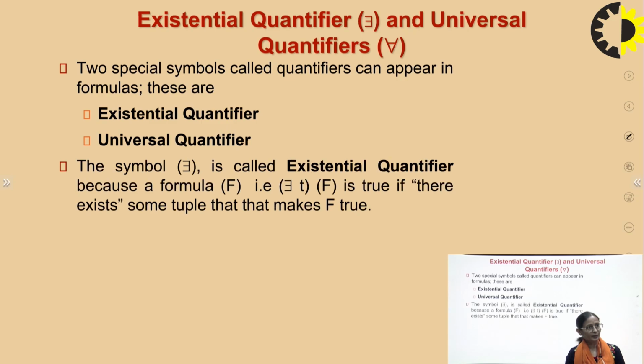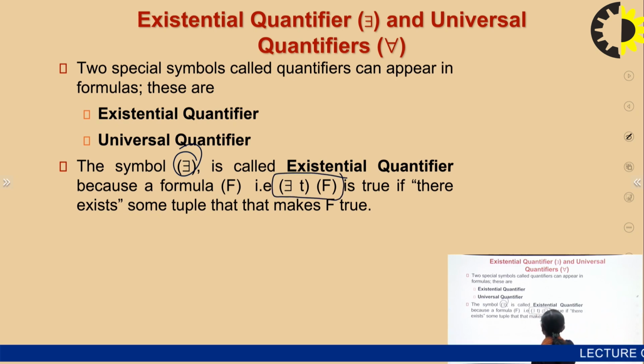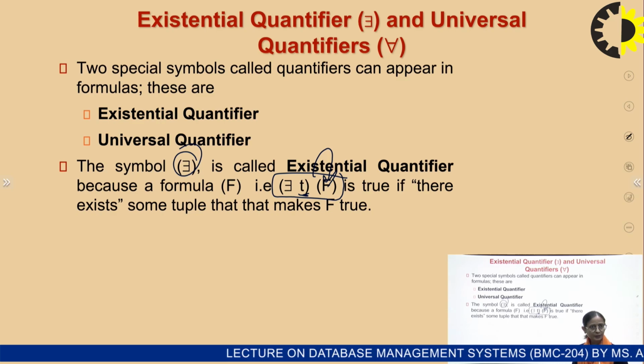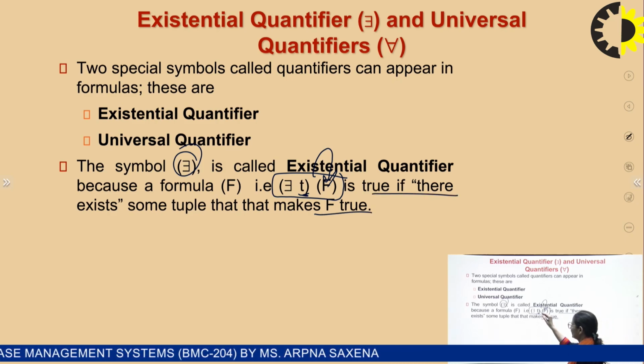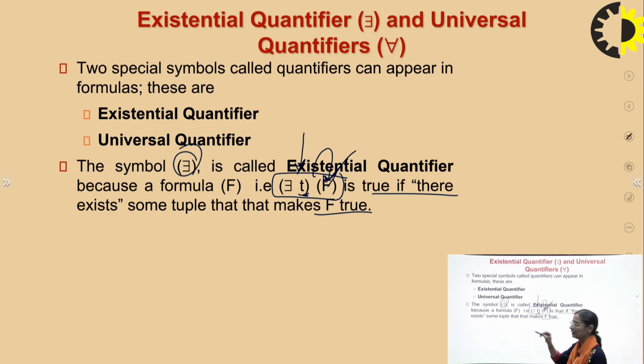The symbol for the existential quantifier is this. For formula F, we will use this notation: there exists a tuple T in this formula F, and it is true if there exists some tuple that makes F true. This is very important. That is, there is some tuple present in my relation which is making this formula true.